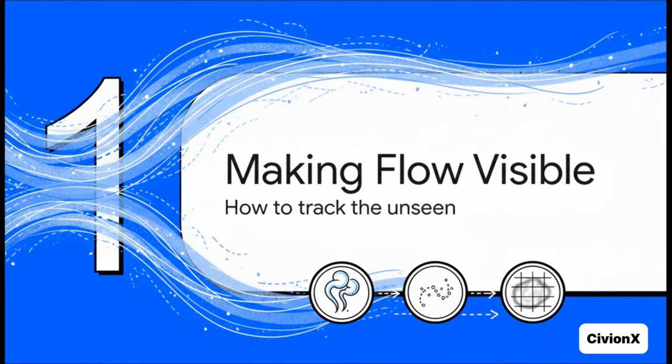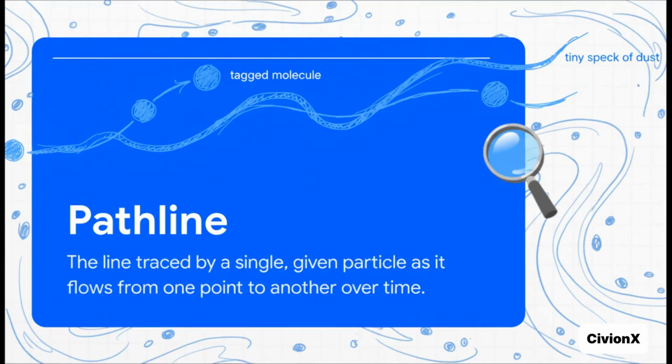Okay, so first things first, if something like air or clean water is basically invisible, how in the world do you track its movement? It seems impossible, right? Well, we have to find a way to make it visible, and we do that using three really key concepts. The first one is called a pathline. And honestly, this is the most straightforward idea of the three.